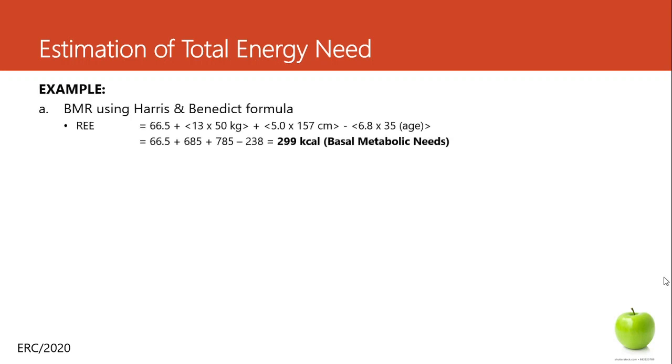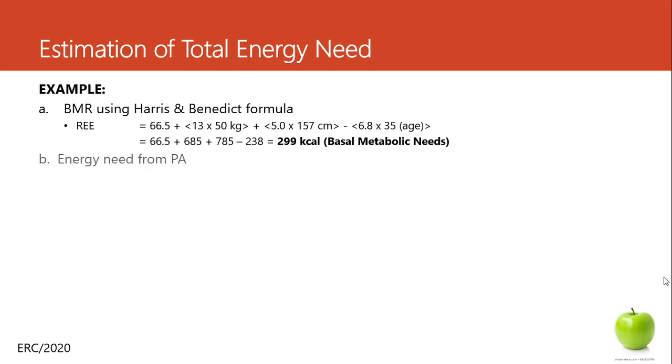Okay, for example, basal metabolic rate using the Harris and Benedict formula. 66.5 plus, open and close, 13 multiplied by 50 kilograms plus, open and close, 5 times 157 centimeters less, open and close, 6.8 times 35, that's the age. So you'll arrive with 66.5 plus 685 plus 785, then less 238. So we have 1,299 kilocal for the basal metabolic rate.